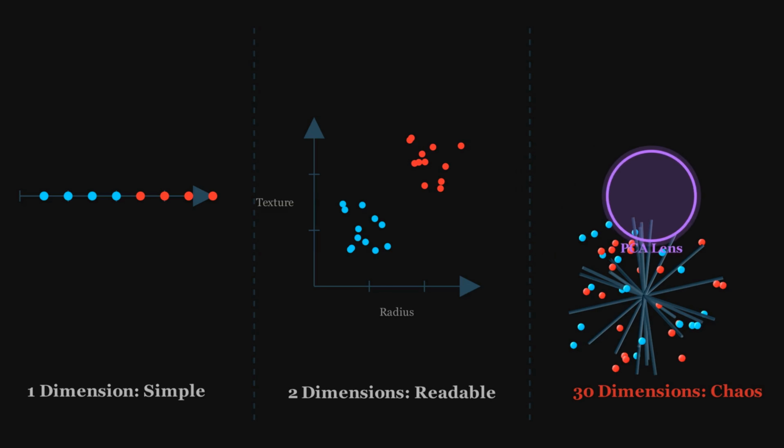That lens is principal component analysis. Let's leave the 30-dimensional cloud and focus on a toy dataset.